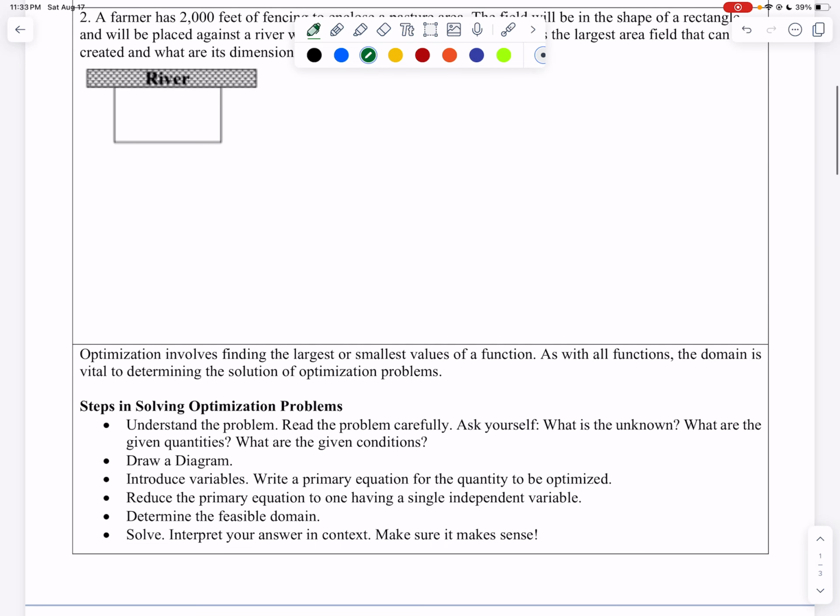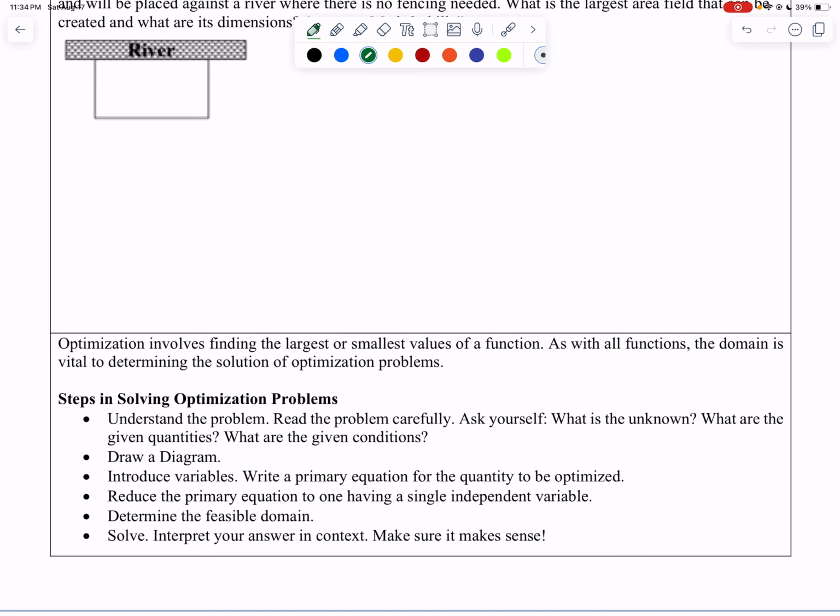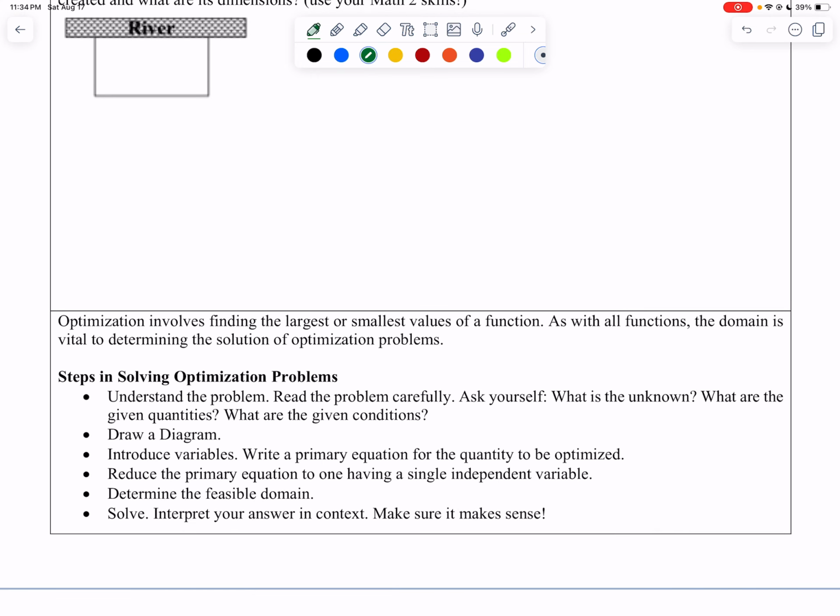Now, doing this using calculus, what we're going to be doing is following a couple of steps. Whenever we're solving optimization problems, we want to really understand the problem, read the problem carefully, and understand what's going on. So ask yourself, what's the unknown? What are the given quantities? What are the given conditions? We might want to draw a diagram. We probably will introduce some variables. We're going to write a primary equation for the quantity to be optimized. We might be given a secondary equation if needed, so that we have one single independent variable.